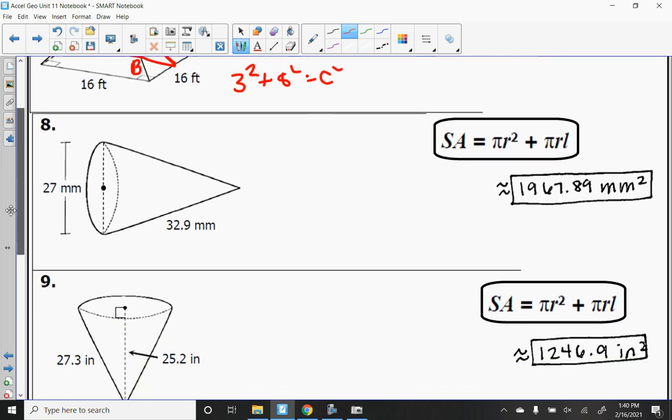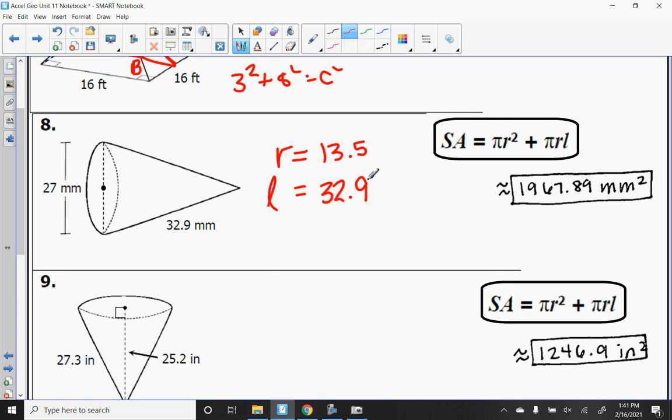All right, here's our first cone. So we've got pi r squared plus pi r l, where l is the slanted height. Now, hopefully you know this cone looks as if it's laying on its side, tipped over. So all you would need is the radius of the circle. The radius here would be half of 27. So we would just say 27 divided by 2. And your slanted height, I'll use a cursive L, is given to us, 32.9.